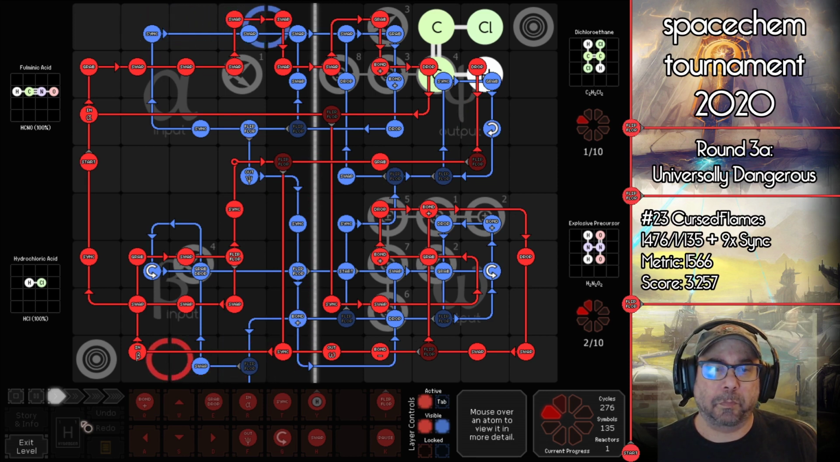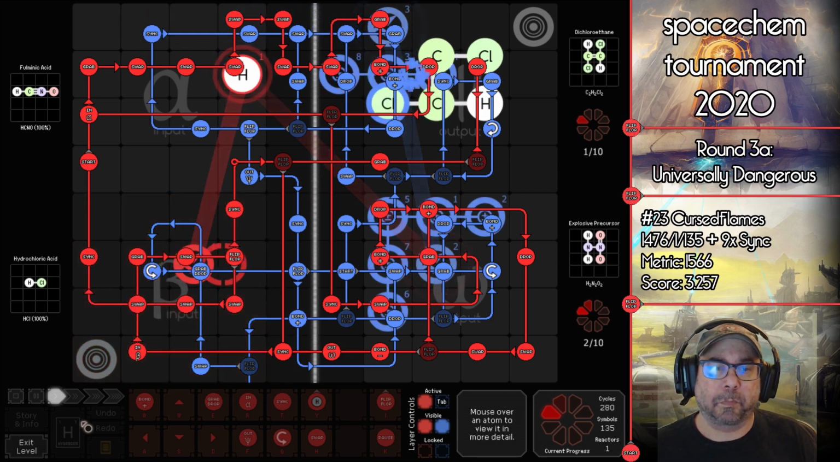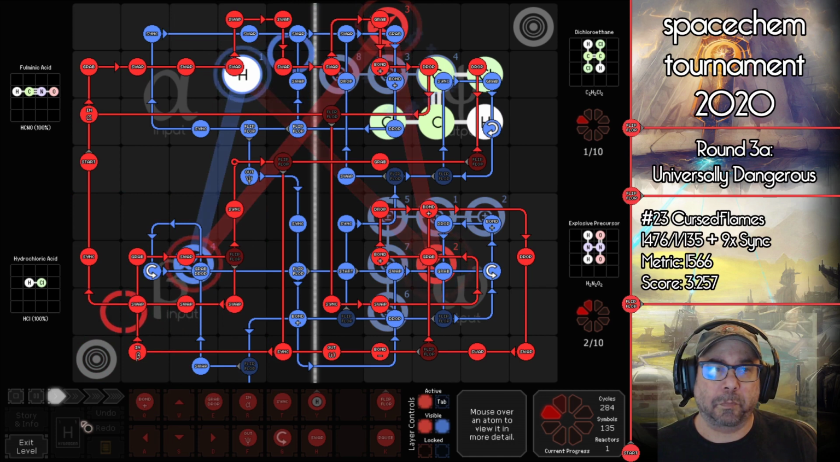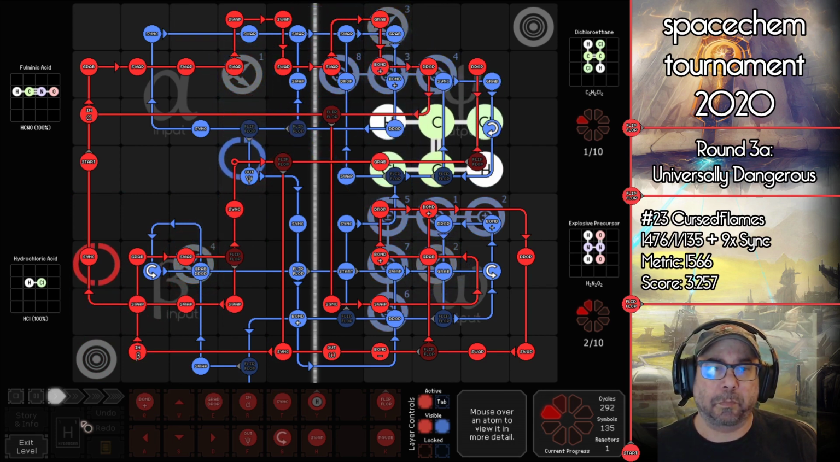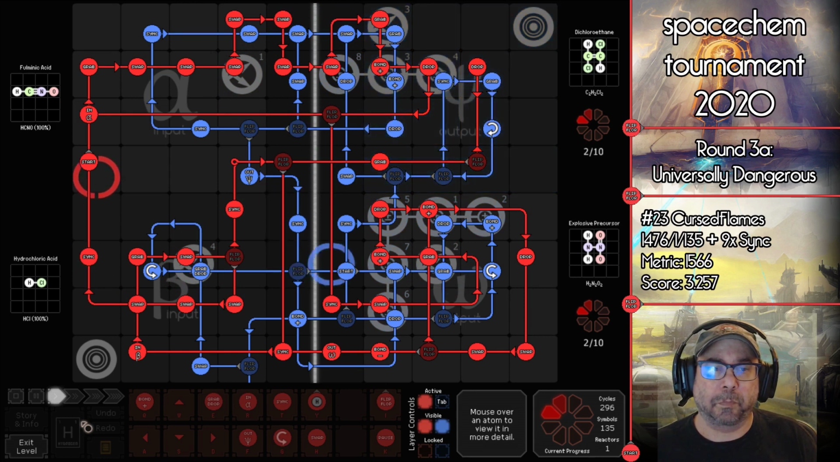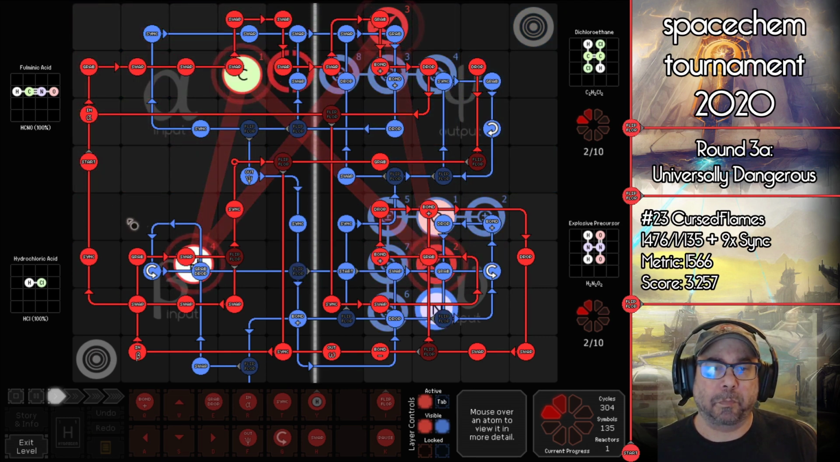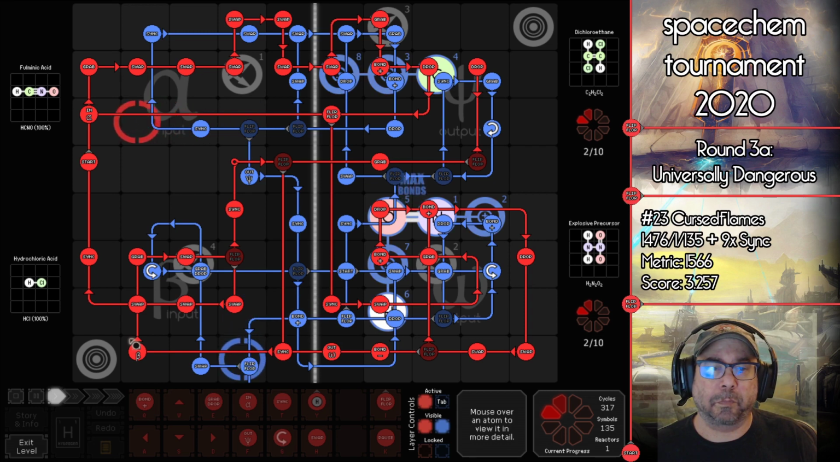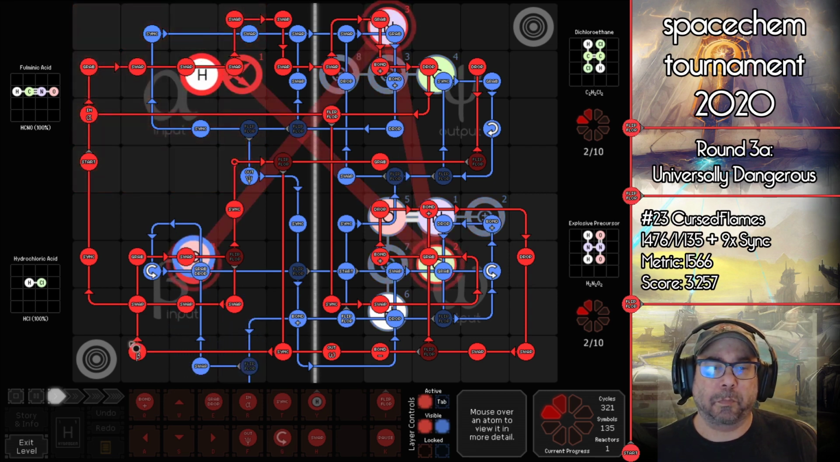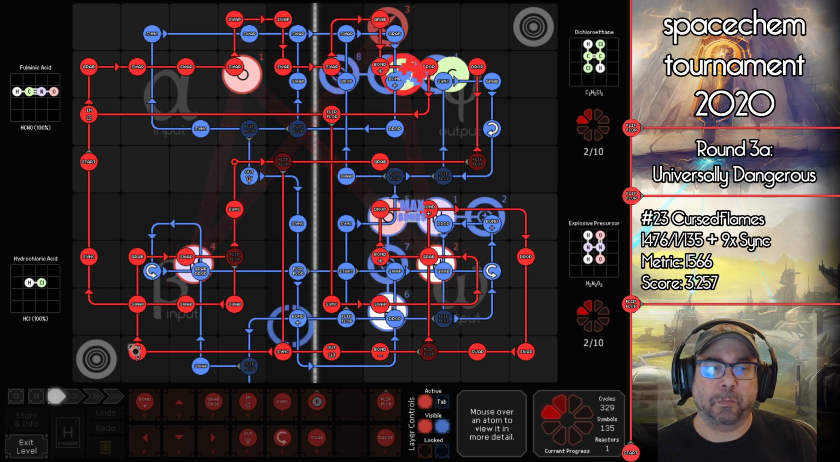So the problem with CursedFlames' solution is that there's sadly still a lot of time taken, where blue and red each have to come over to process atoms on a swapper over the beta input. We'll see that many of the top solutions actually place swappers over either most of one of the inputs or over the beta input completely, so that they don't actually have to touch the beta input area at all.